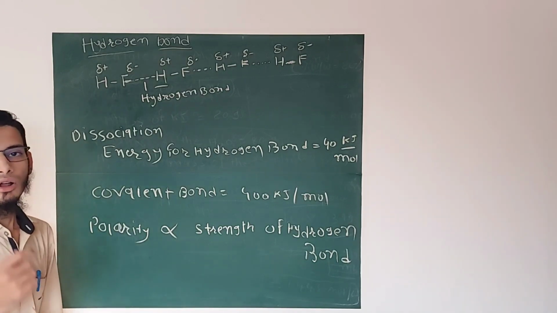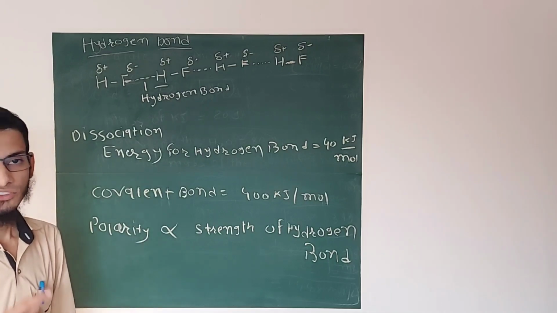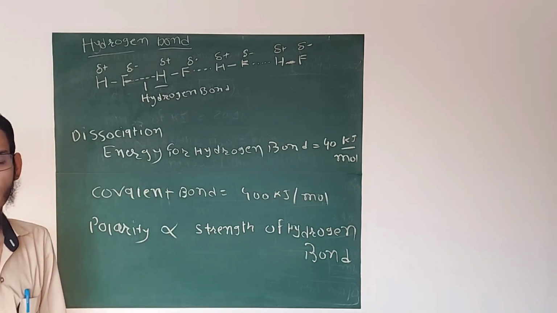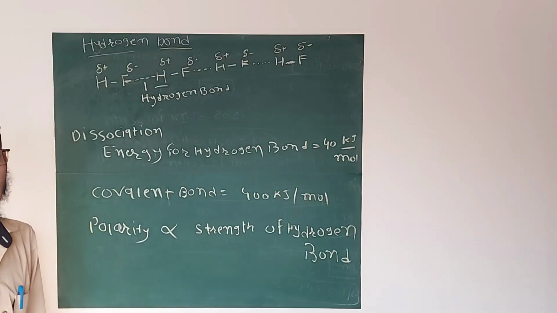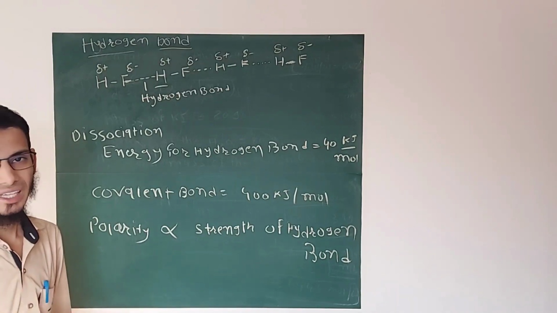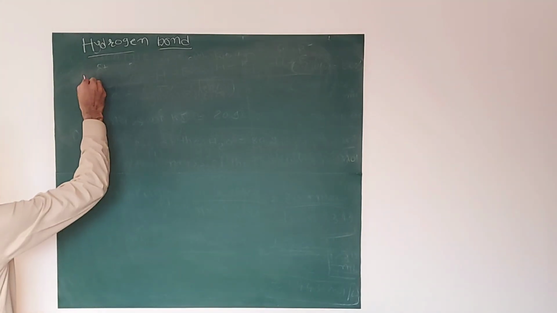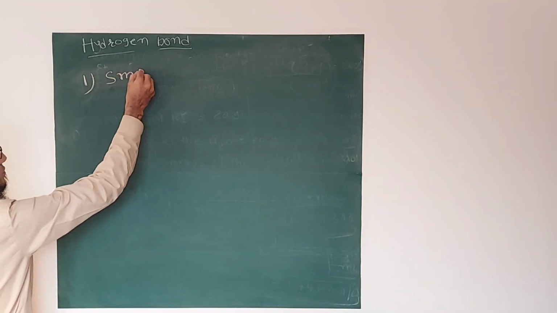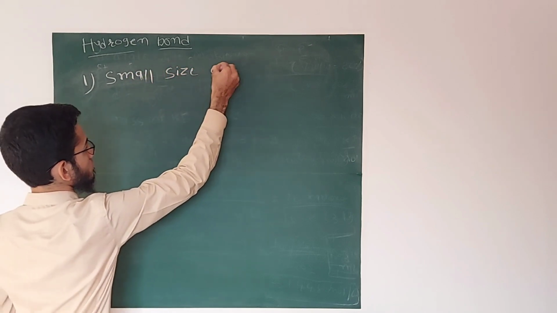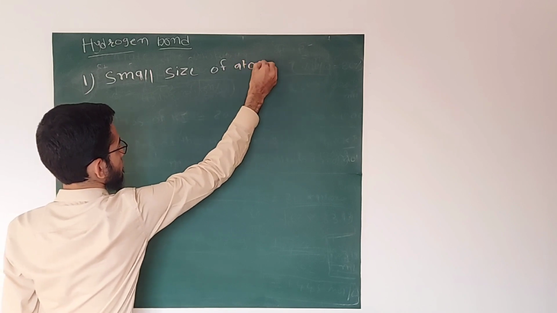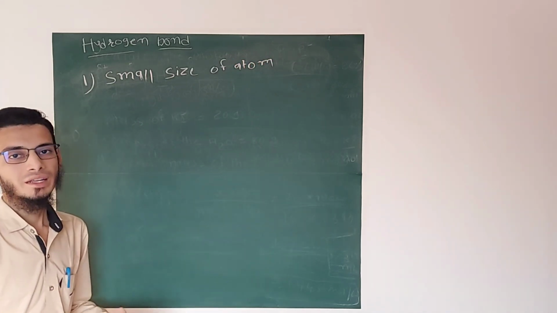So next is the condition for the hydrogen bond. There are two conditions of the hydrogen bond. First is the small size of the electronegative atom, and the other is the electronegativity. Both are the same thing. Okay, so let's try to do it. Small size of atom. So the small size of atom is very necessary.